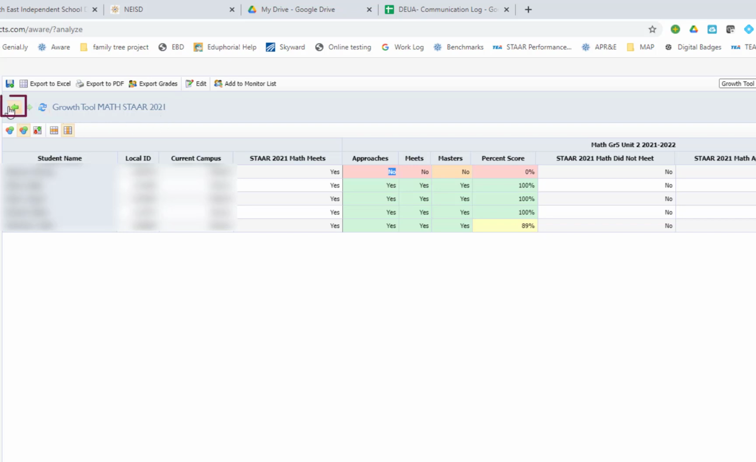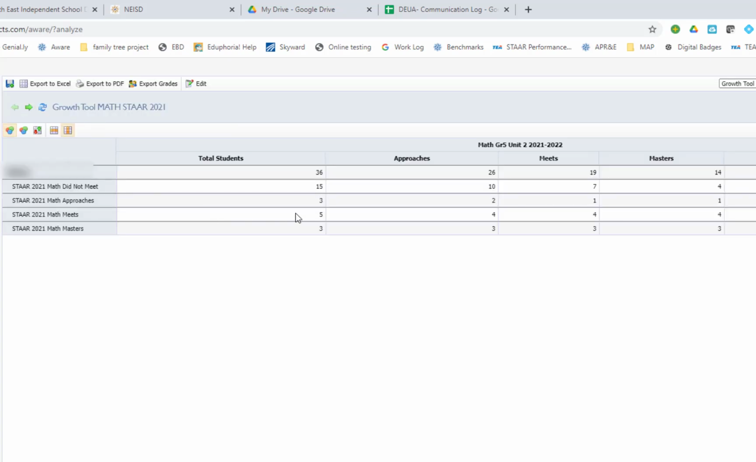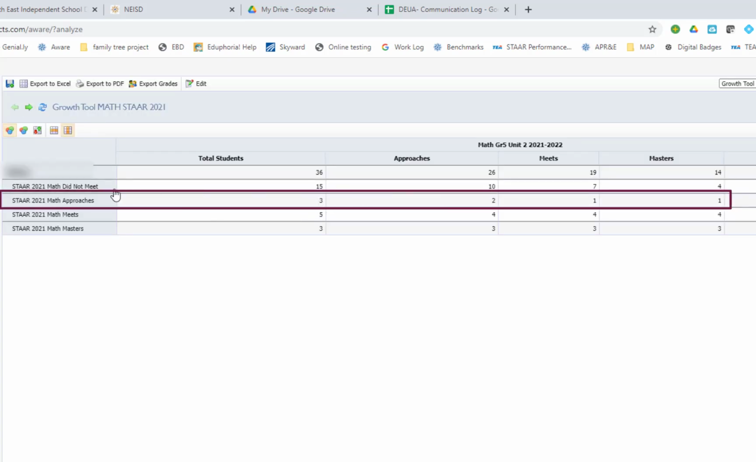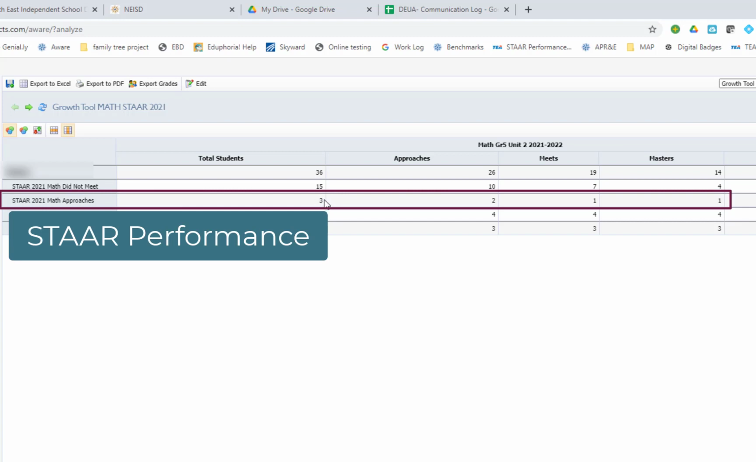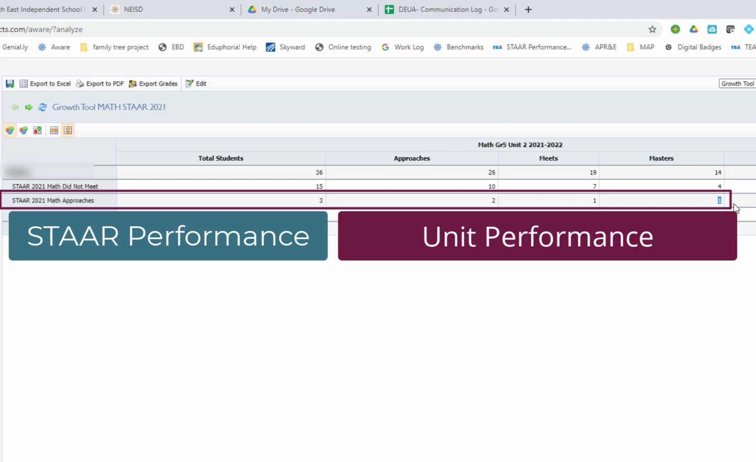Now to go back, I'm going to click my little green arrow, and that's going to take you back to your original view. And I continue the same process for my approaches students. Last year I had 3 students who were approaches on the Math STAAR test, and I can see that one of them got all the way up to meets or masters. Congratulations to that student. That's awesome.